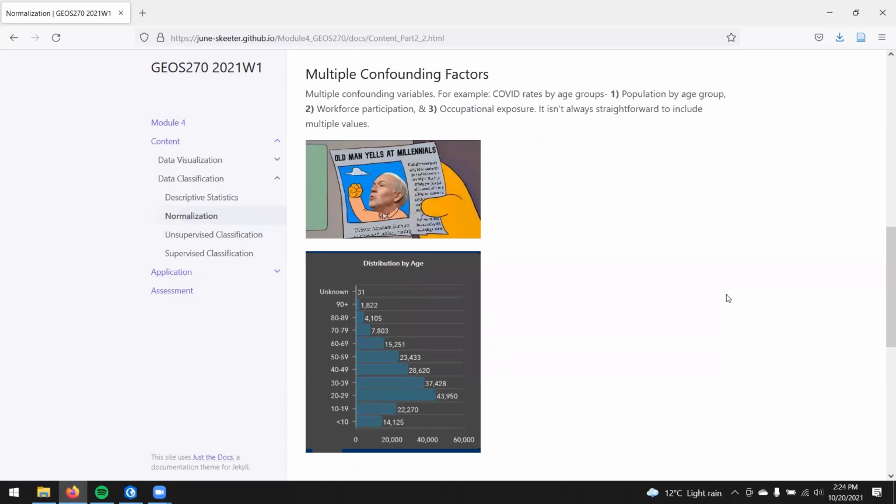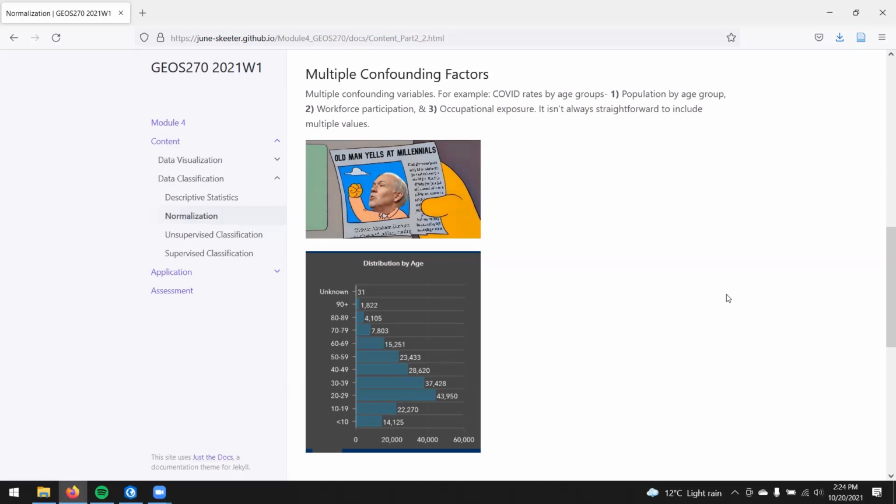A good example of something that has multiple confounding variables that you really need to think about, rather than just looking at, say, the chart of COVID case counts by age demographic, like Oregon did. There's confounding factors here, right? So yes, the younger demographic groups, 20 to 29, 30 to 39, have the highest number of COVID cases. But this is just a raw count. It's not accounting for a differential population membership of these age groups.